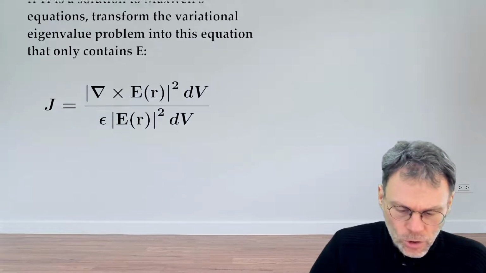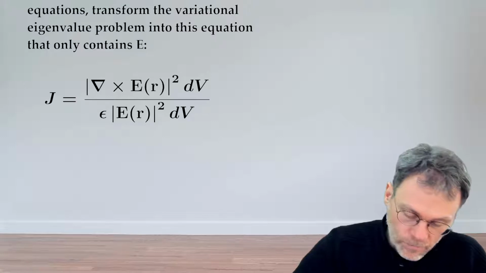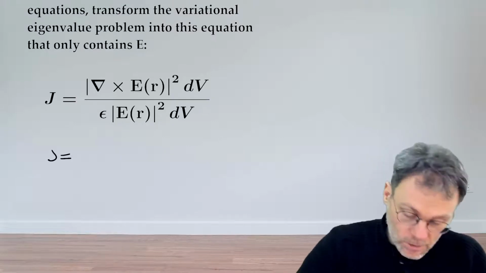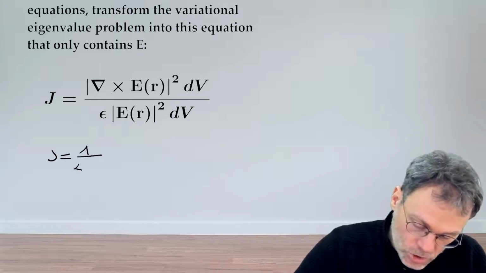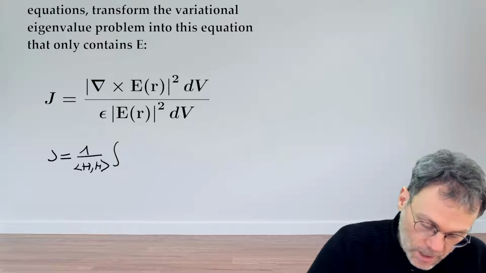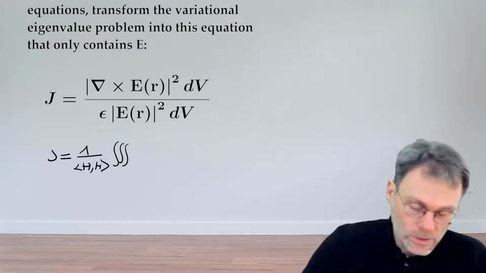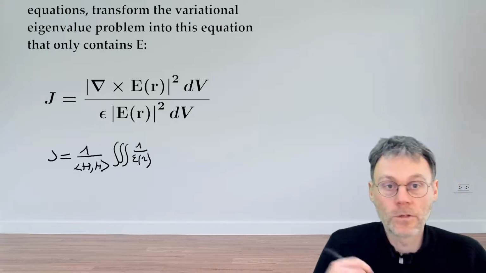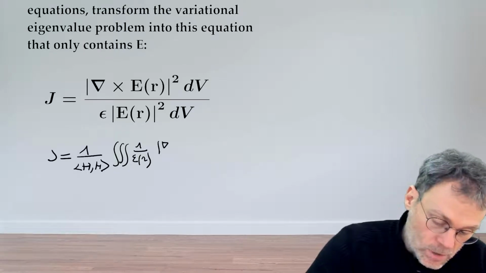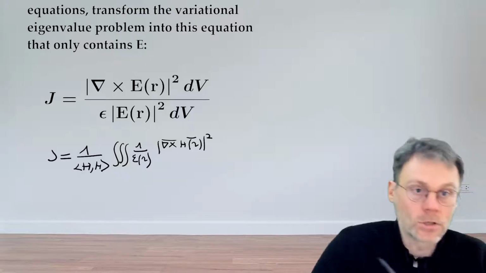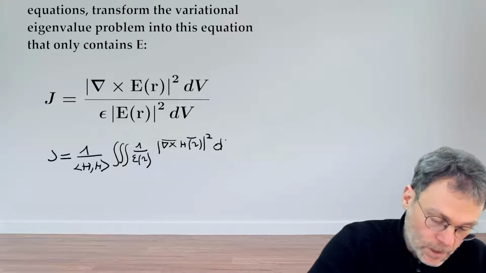So just to jog your memory, the variational form for the magnetic field that we're going to use can be found in the notes and is the following. J is 1 over the scalar product of H with itself, and then we have the volume integral of 1 over epsilon, epsilon again being a function of the spatial coordinates, and then the curl of the magnetic field, modulus squared, dV.